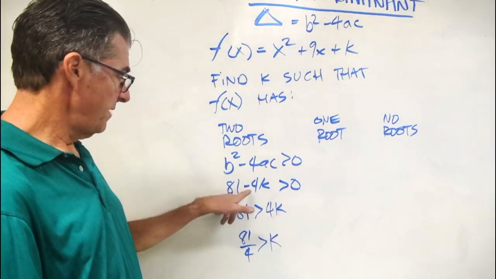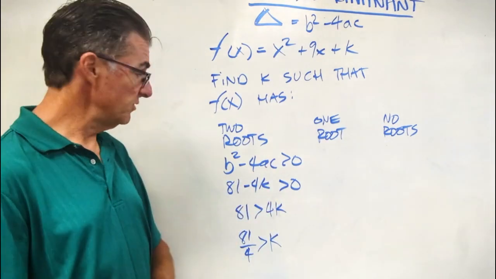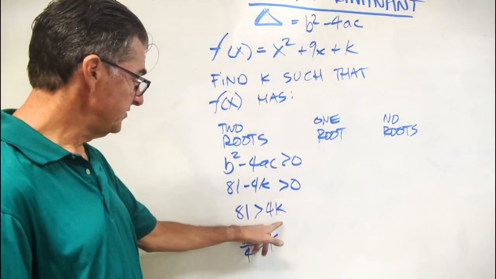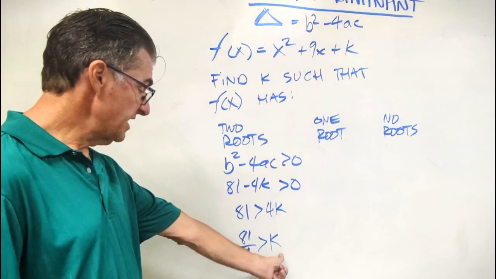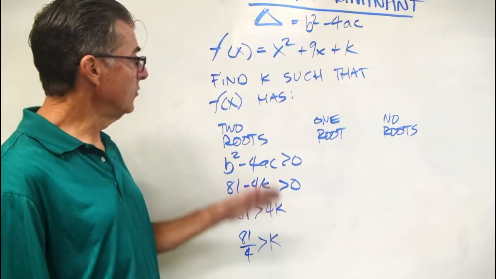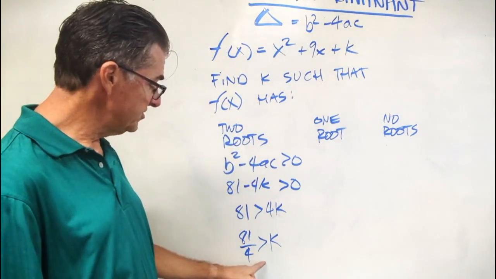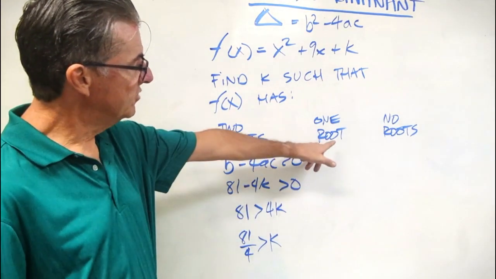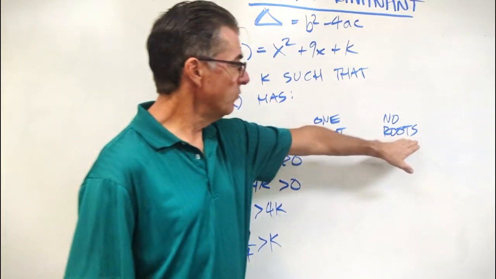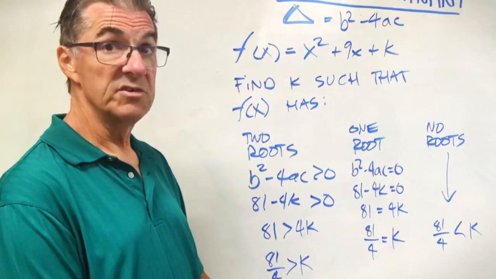I just moved my 4k over. Remember, you can treat your inequality sign pretty much just like an equal sign. So I subtracted 4k from both sides, divided through by 4. I got k has to be less than 81 over 4 in order for us to have two roots or two solutions. Okay, so that's the condition for that one. What I want you to do is go ahead and pause the video and work the number for one root and for no roots.